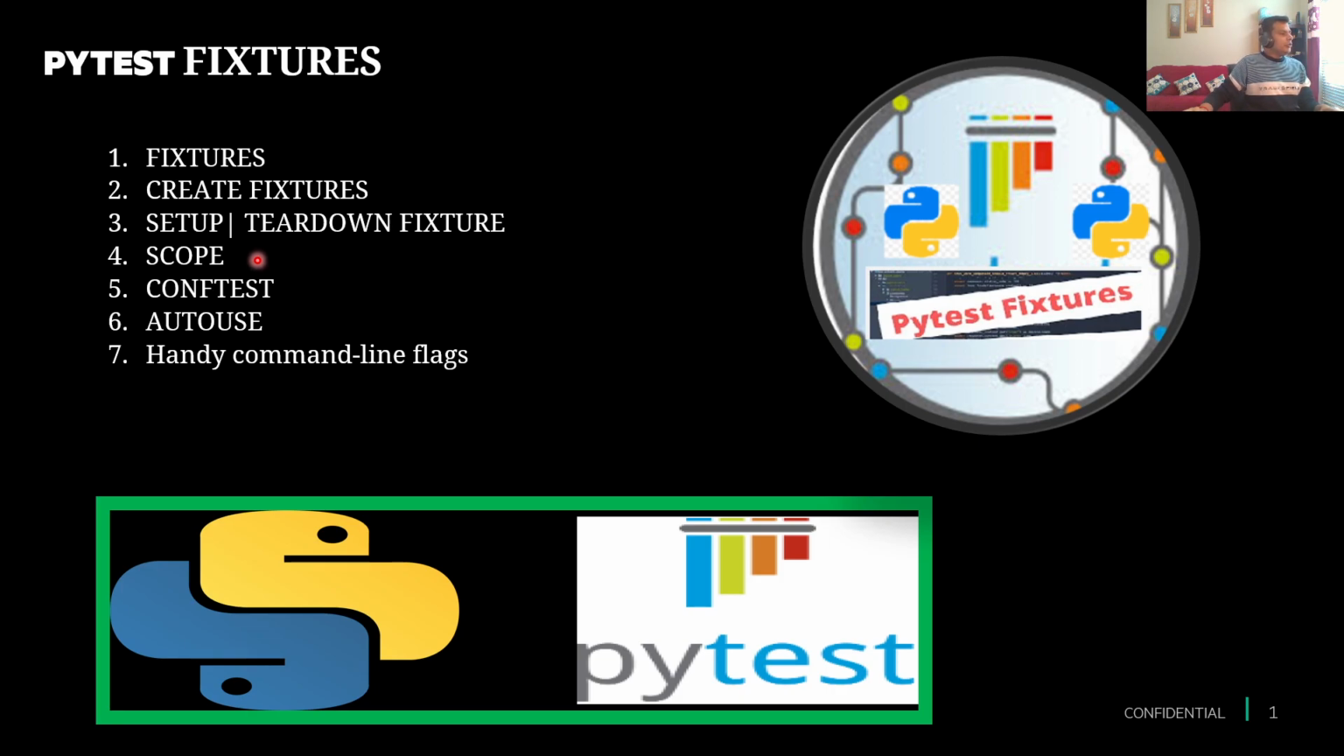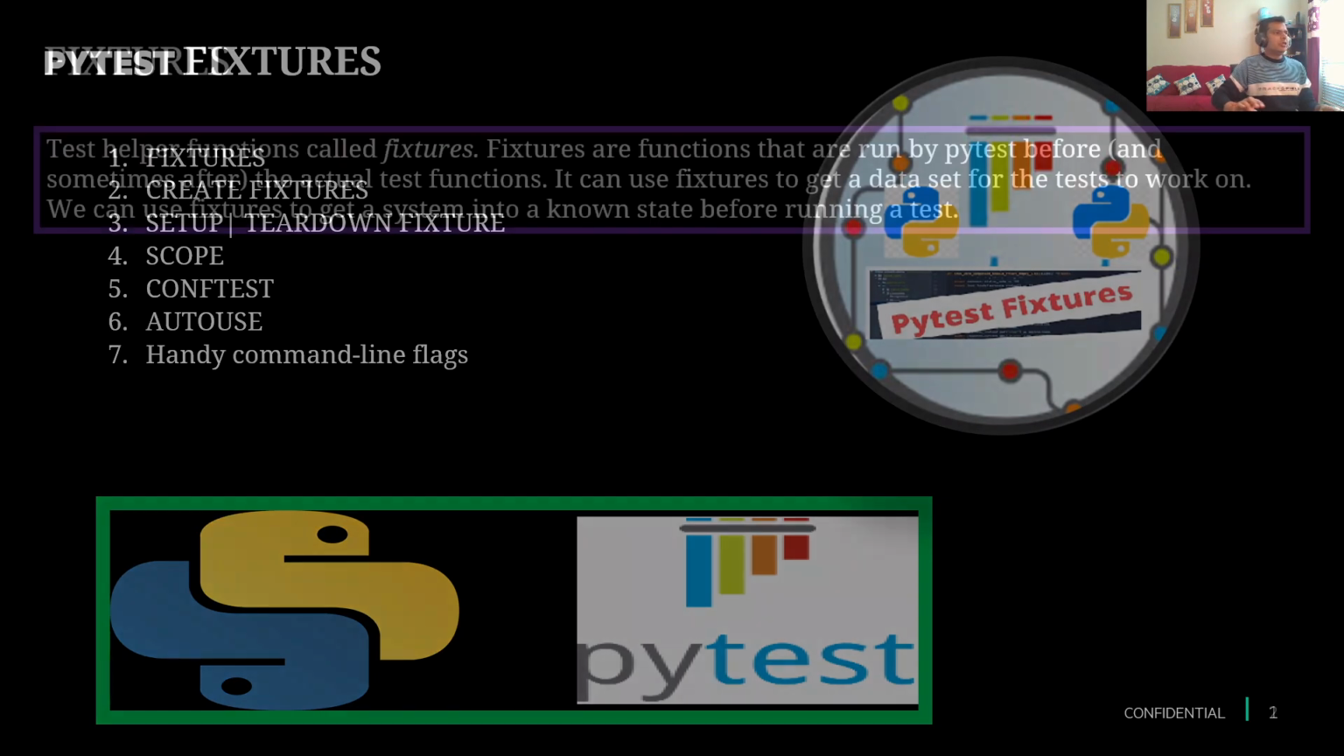We'll see how we can use the Conftest and how it can be used as a plugin. Also, we'll see the Autouse, which is going to help us for lots of recording or logging. Also, at the end, we'll be looking into some handy command line flags. So let's start with the fixture definition.